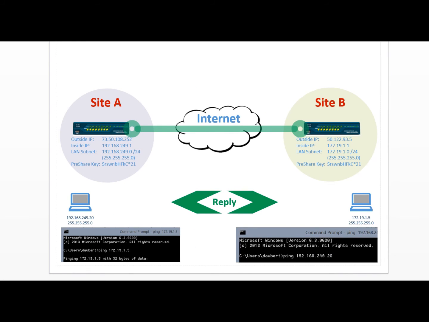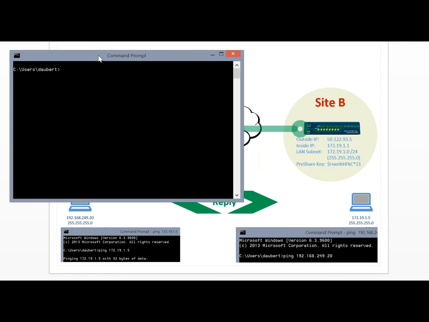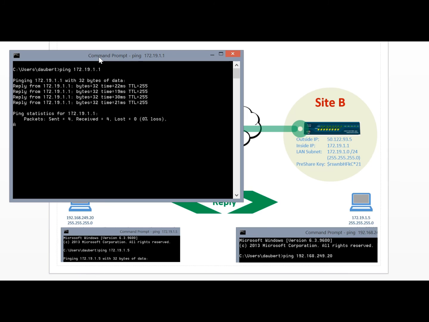Okay, now that we have both locations configured, we're going to go ahead and test and verify that we're able to pass traffic. So the easiest way to do that is to bring up a command prompt and ping a host at the other location. So I'm going to just ping the inside interface of the firewall. I'm not actually sure if that other host is available. And there you go. From Site A, we're getting a response from the firewall at Site B.